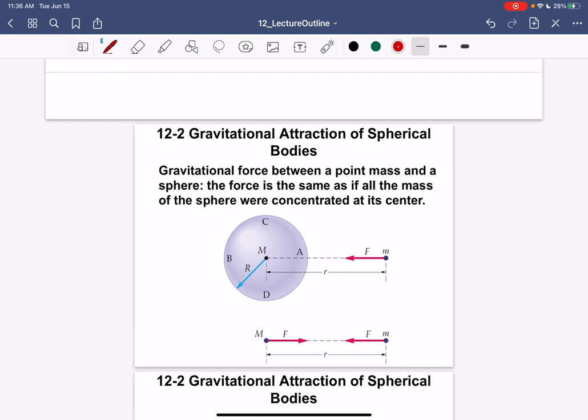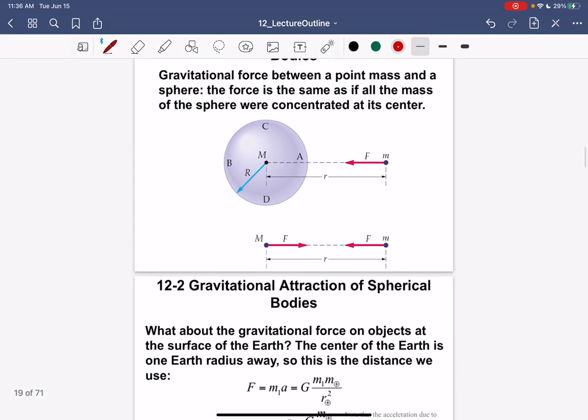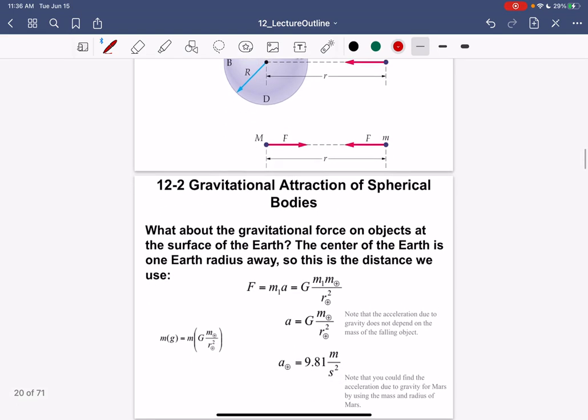Now, we know that if I have a spherical object, then the gravitational force between a point mass and the sphere is going to be the force as if all the mass is concentrated at its center. Okay, and we're going to use that approximation.